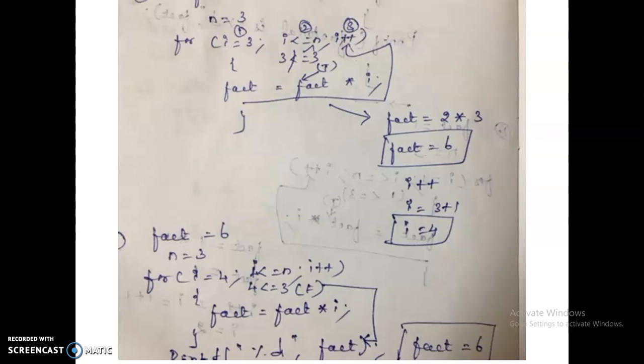Okay, so this is the step-by-step process of the for loop. I think you people understand.